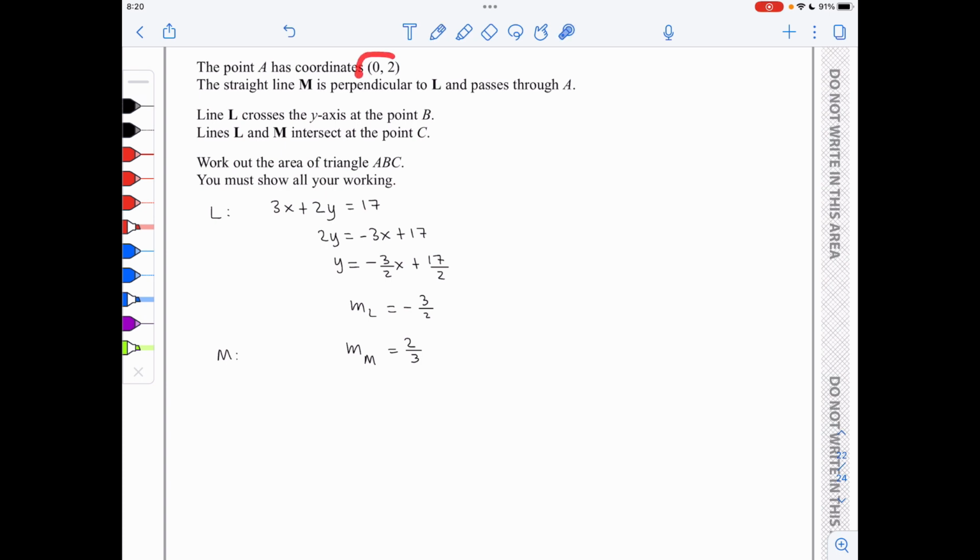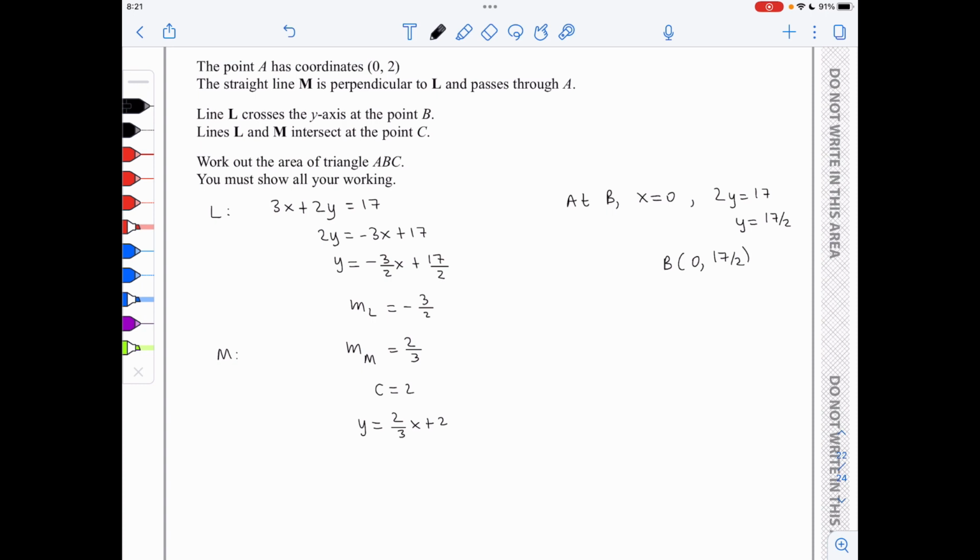Now point A has coordinates 0, 2, so it's actually the y-intercept of line M, so c is 2, and therefore the straight line M has equation y is 2 over 3 x plus 2. I will now proceed to find point B. At B, we have that x is 0. It's the cut on the y-axis for line L. So we have that 2y is equal to 17, so y is 17 over 2, and therefore point B has coordinates 0, 17 over 2.